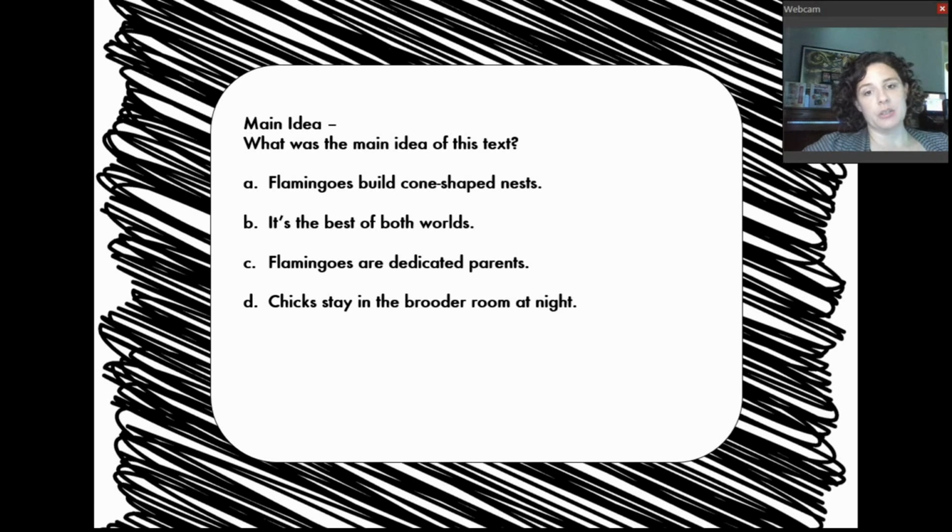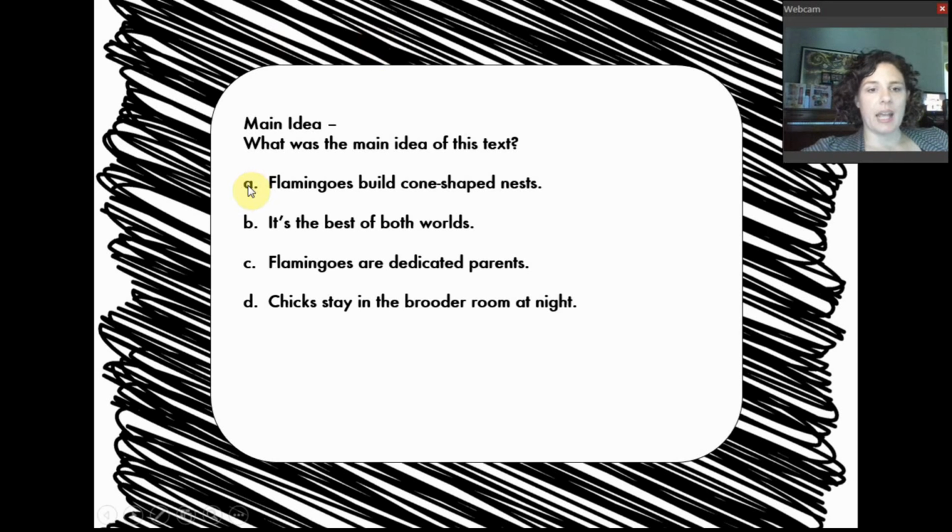Did you learn that flamingos build cone-shaped nests? It's the best of both worlds. Flamingos are dedicated parents. Or chicks stay in the brooder room at night. Now, all of these were mentioned in the text at some point. However, only one of them was the main idea of the whole thing. So the whole text was about one thing, but it included all the other things I have listed here. So you have to think hard. What was the main idea of the text?